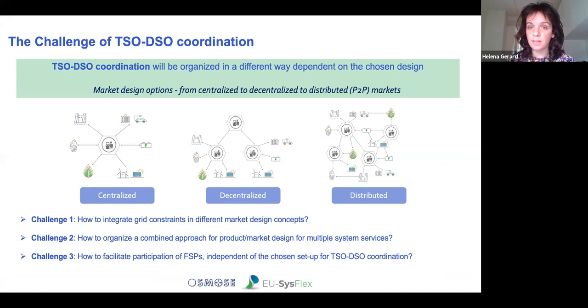Could be something centralized, decentralized, or even distributed and peer-to-peer. And there were three main challenges that we addressed. First one was, how should you actually integrate grid constraints in those different market design concepts? Second challenge was, how can we organize a more combined approach for products or even market design in case we have multiple system services that we would like to combine? And the third challenge was, how can we facilitate the participation of flexibility service providers independent of this chosen setup of markets and TSO-DSO coordination?